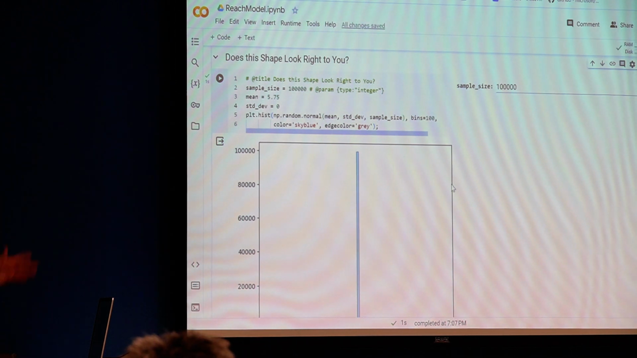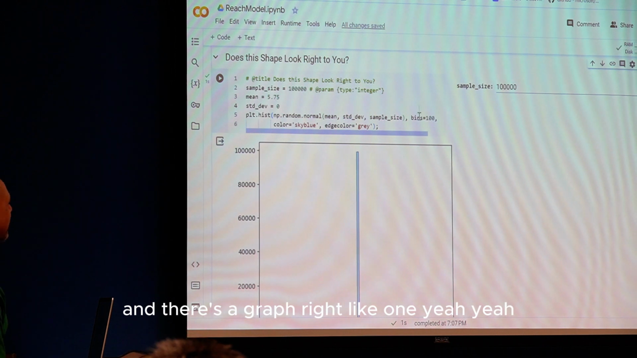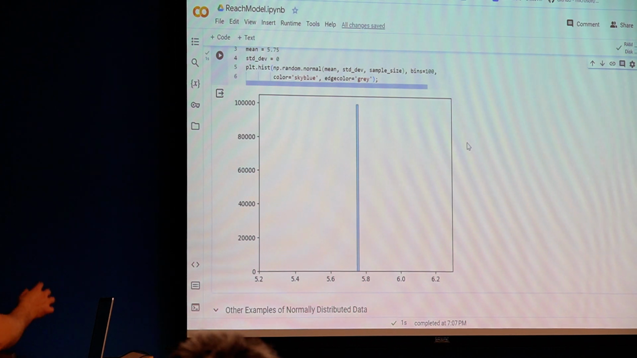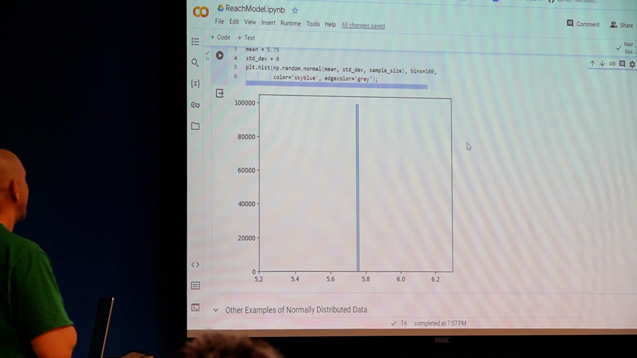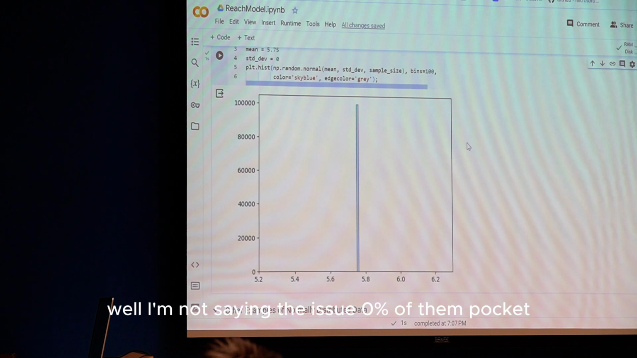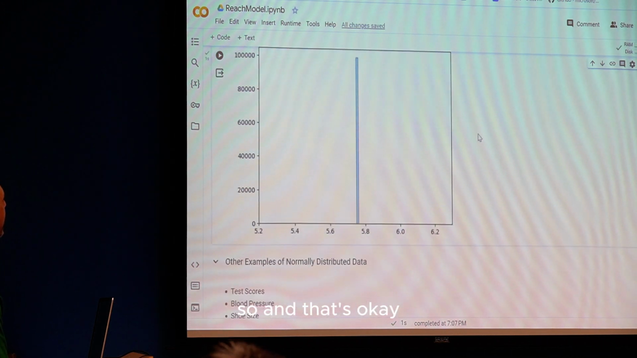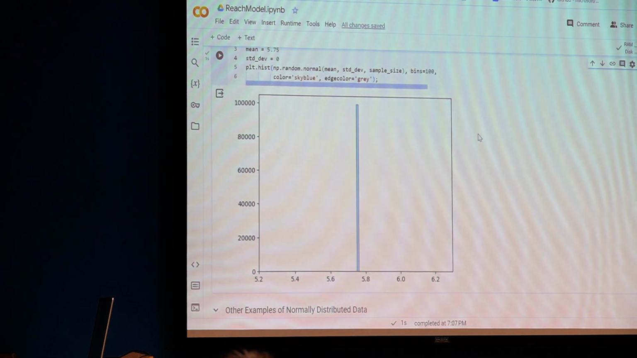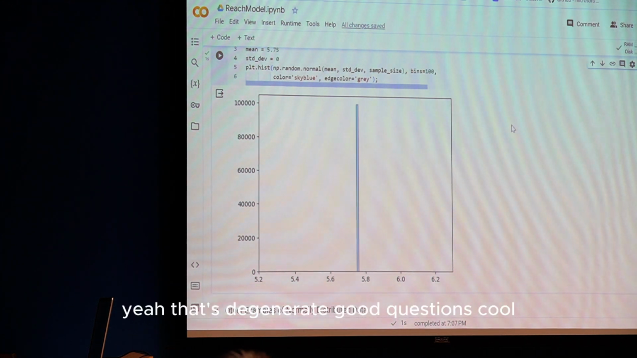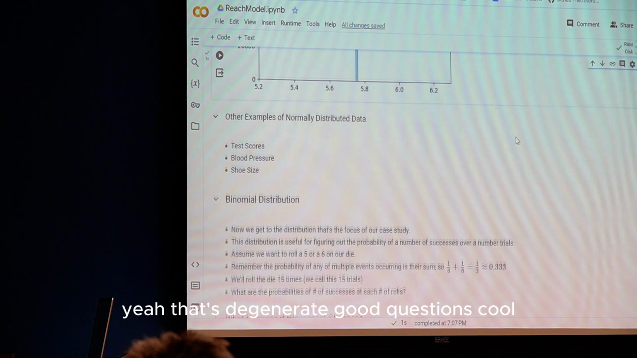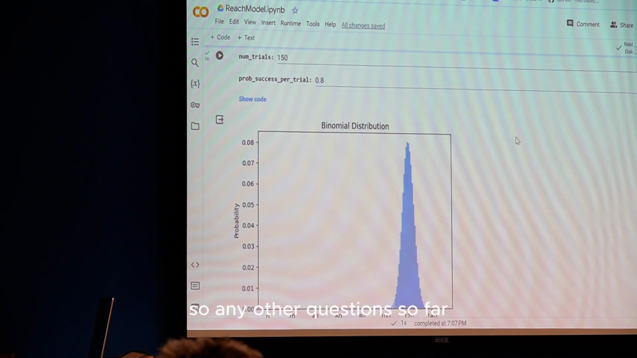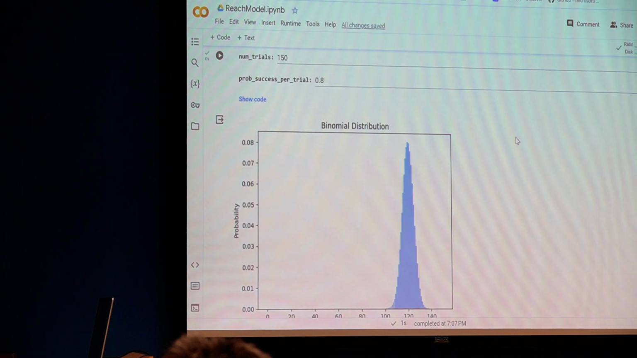So technically, a line is also a normal distribution graph. Yeah, you could say a line is also a normal distribution. I just said standard deviation is 0 so I'm covered. Okay, yeah, that's degenerate. Good questions. Cool.